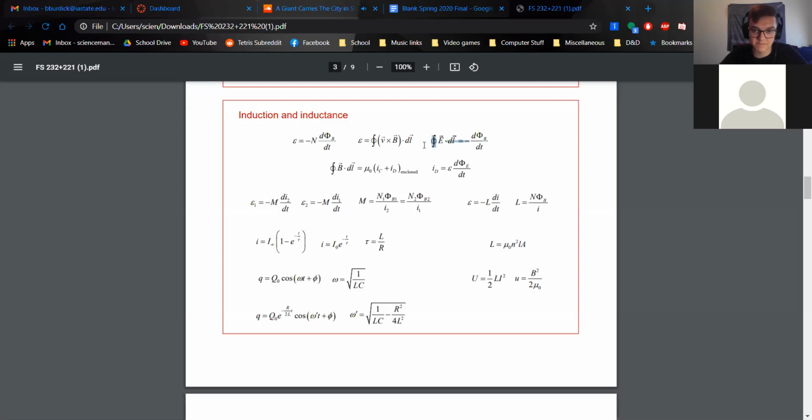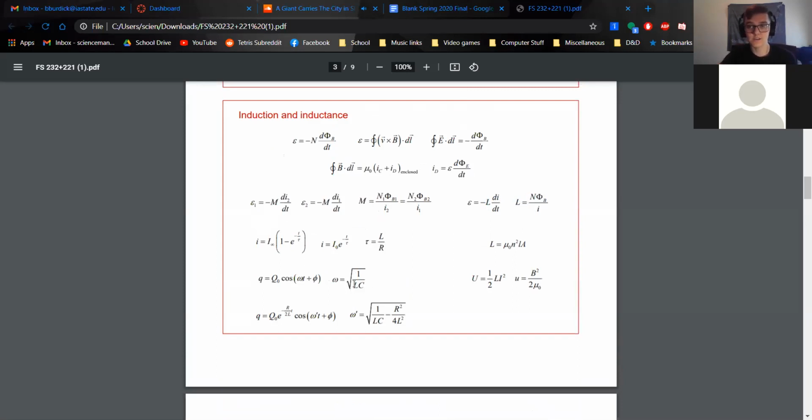So this says the exact same thing right here without the n. So if you say n equals 1, then you get this formula right here. Remember that EMF is really a line integral of E field. So we've got equations for inductance here. L is inductance. It's just a number that quantifies how well something can keep a current going through it. How much does it want to preserve that current?